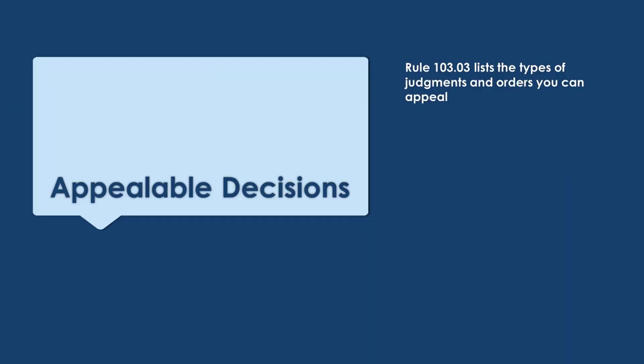Be aware that you can only appeal certain kinds of decisions made by a district court judge. Rule 103.03 lists the types of judgments and orders you can appeal. If you are not sure whether the decision you want to appeal is appealable under Rule 103.03, you should talk to a lawyer.